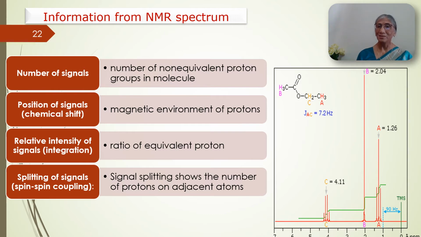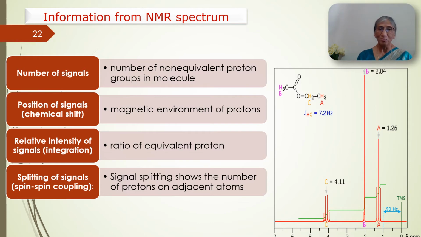Where it is present in the NMR spectrum tells us what kind of protons are present in the molecule. Here, what kind means the magnetic environment around the proton. So the position of the signal is indicative of the type of proton in the molecule. Third is the relative intensity of the signal. This shows the ratio of equivalent protons.